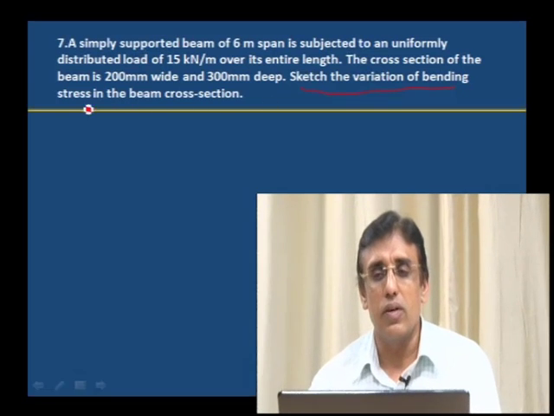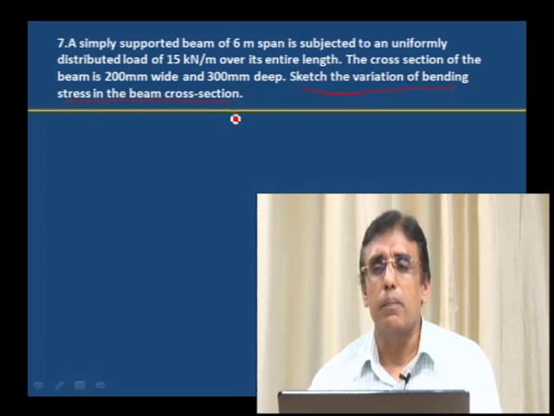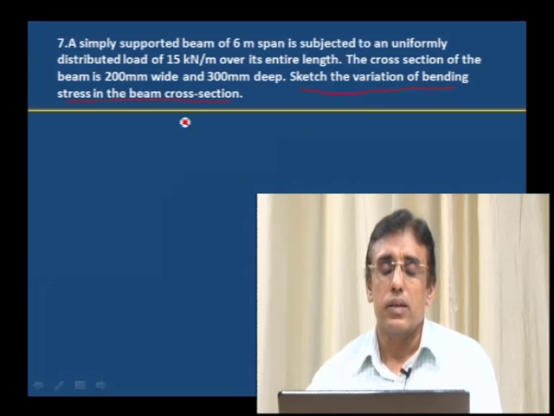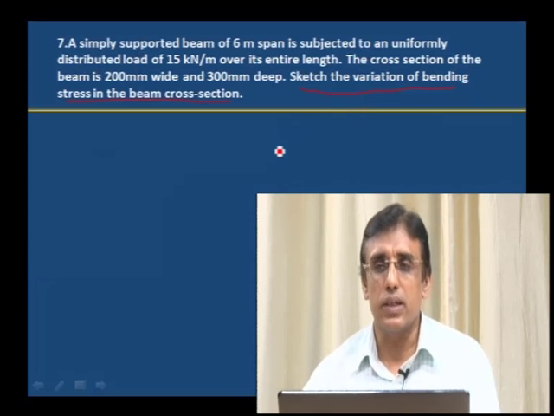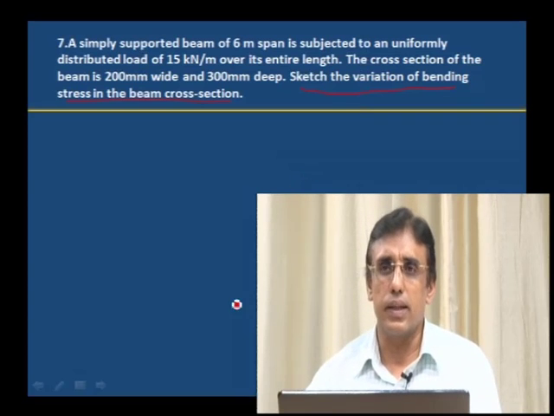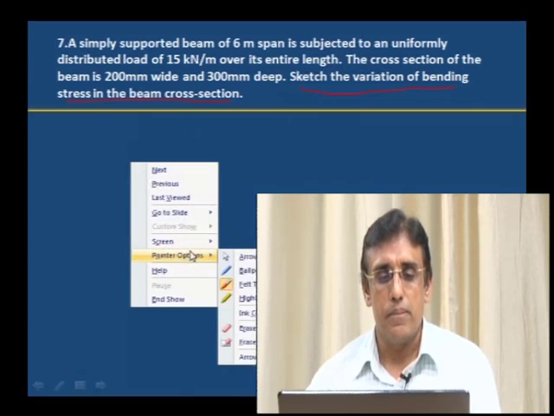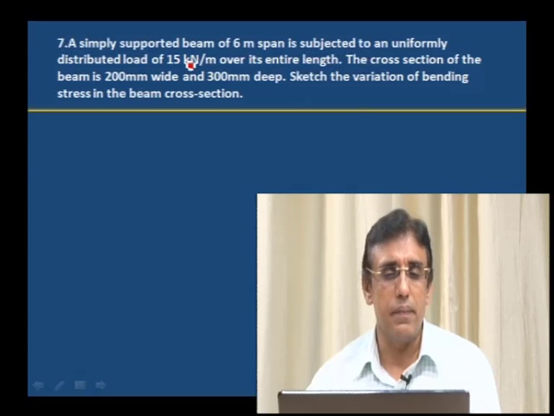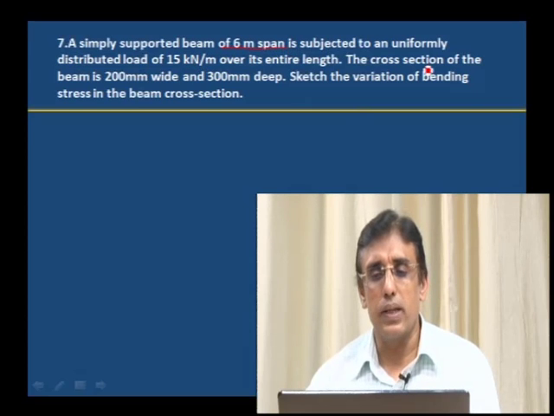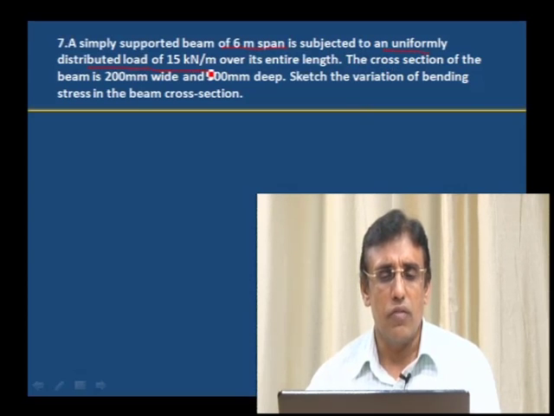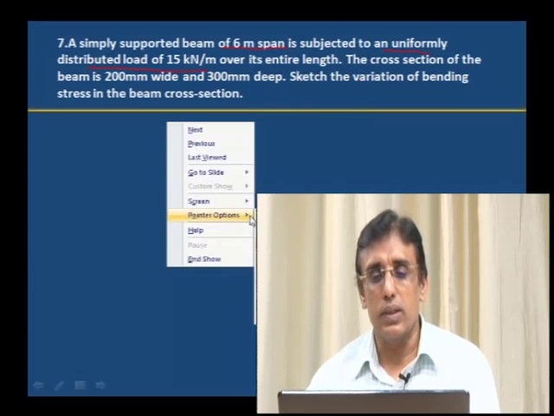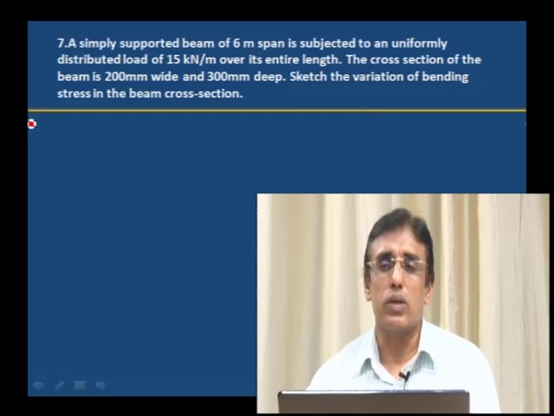Next, let us see one more simple problem, in which the question is to sketch the variation of bending stress across the beam. We have to find out the bending stress distribution. In the previous session I have shown how bending stress is distributed in the rectangular beam. That is the value that we will determine in this problem. A simply supported beam, span is 6 meter, subjected to a uniformly distributed load of 15 kilonewton per meter. It is a case of a simply supported beam carrying a UDL throughout its span.